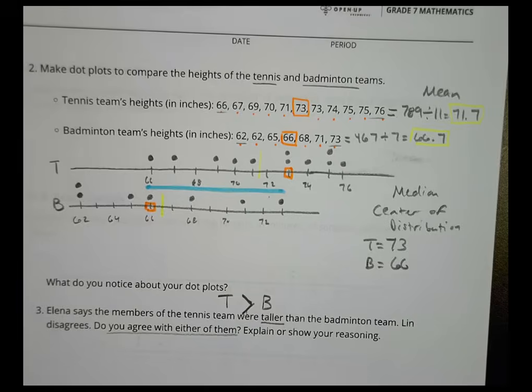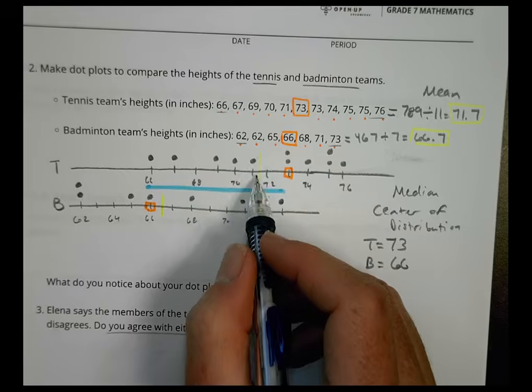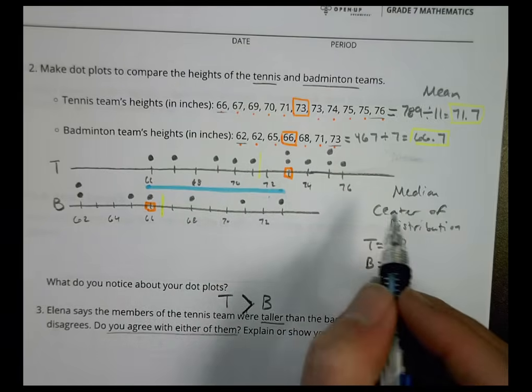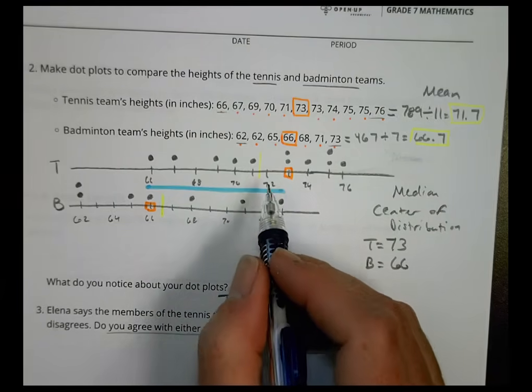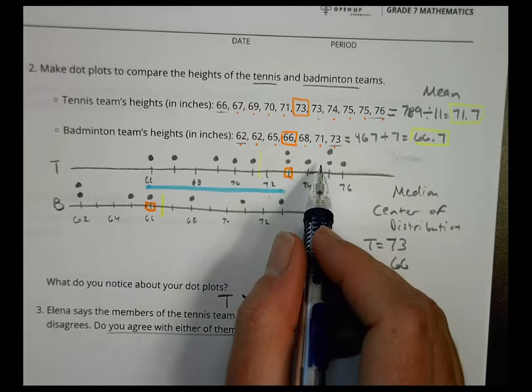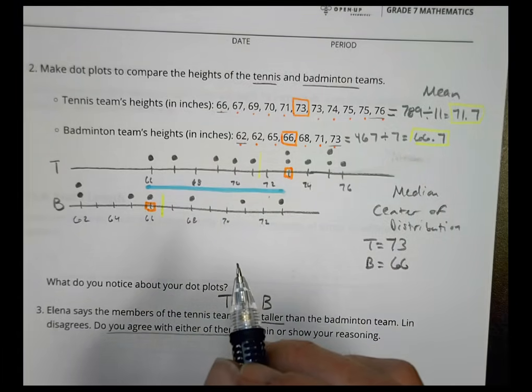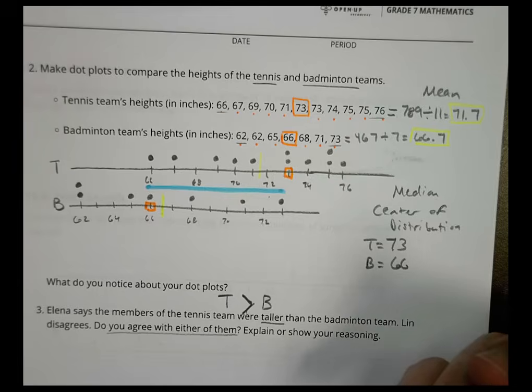Okay, so we would probably agree with Elena, because the tennis center of distribution is greater than the center of distribution for badminton. So overall, it looks like between your mean and your median that yes, the tennis team tends to have taller players than badminton. And that's what we'd probably notice there.